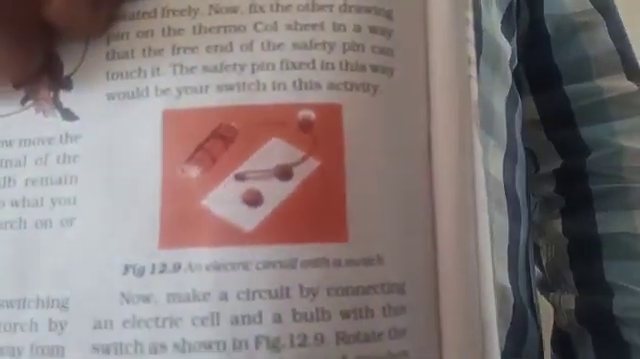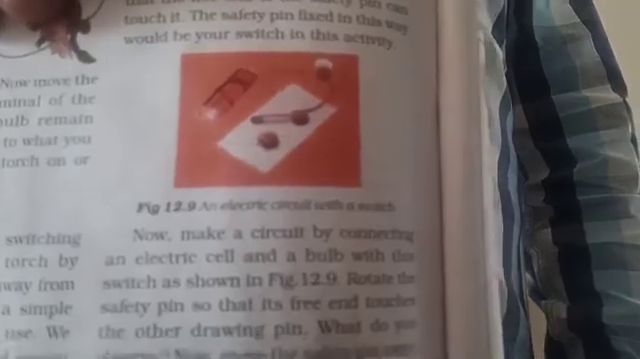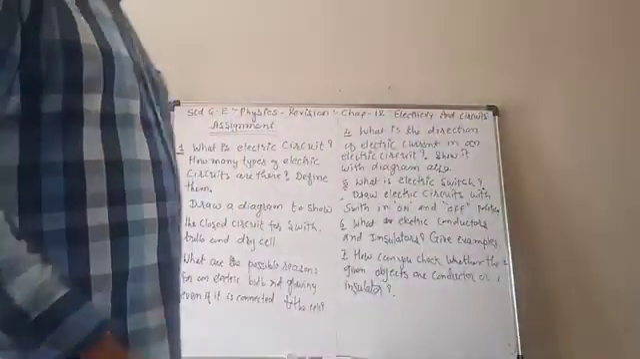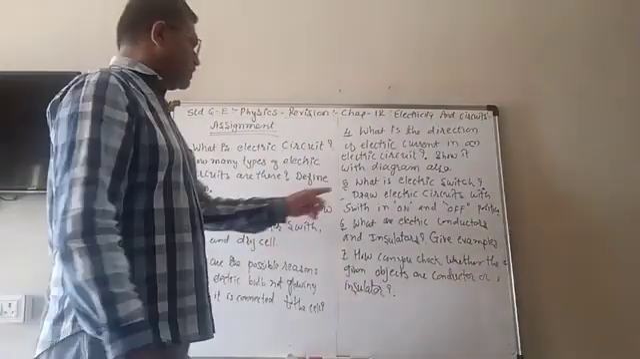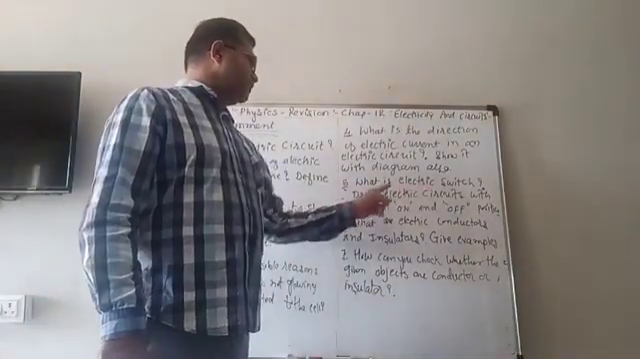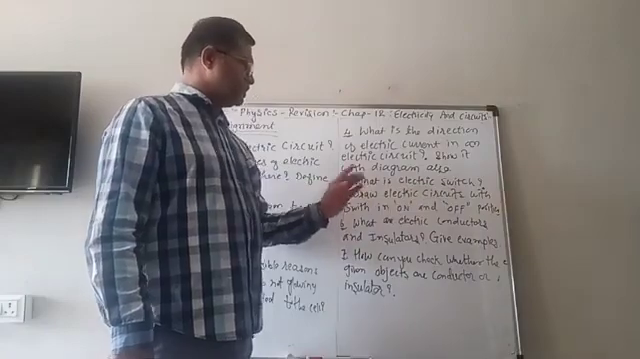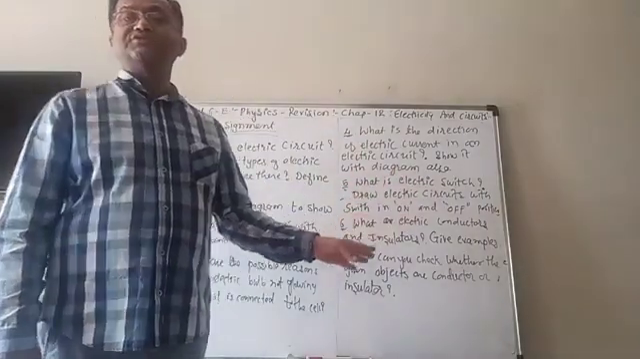In here you can see that the pin is not connected, so the switch is in the off position. But here you can see that the switch is touching the other pin, so here it is in the on position. So here, what is an electric switch? Draw an electric circuit with the switch in on and off position.